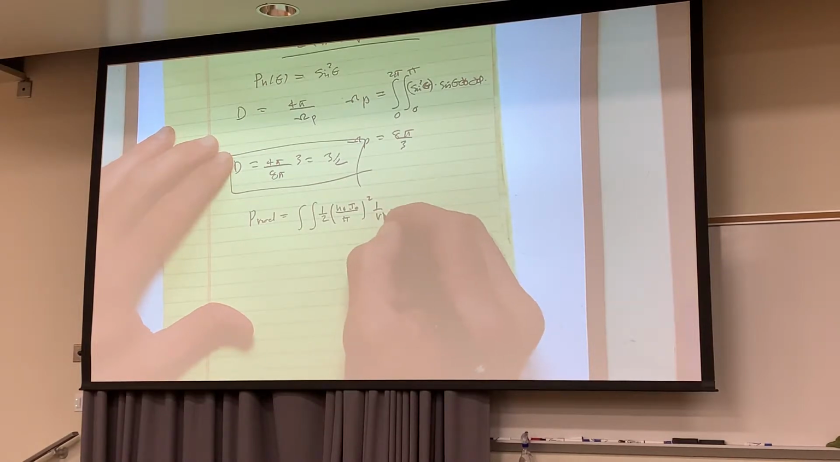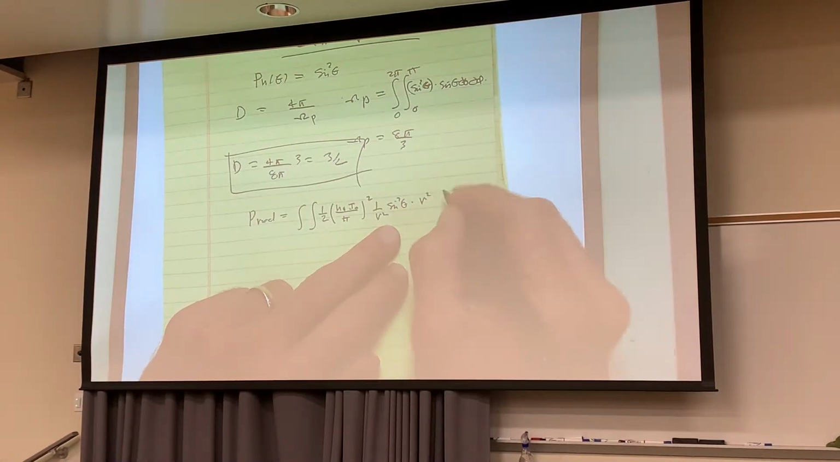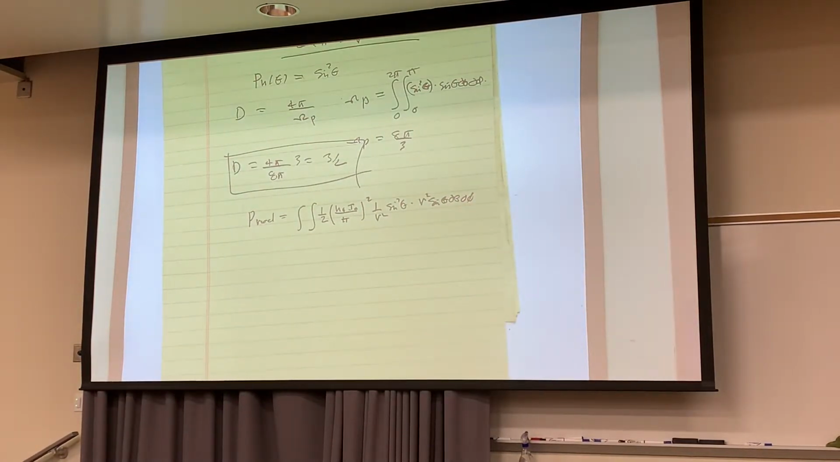Over 1 over r squared, sine squared theta. Now notice the integration. The differential surface is going to be r squared sine theta d phi. Do y'all remember that for the differential surface on a sphere? It's r squared sine theta d phi. Do you remember doing this, guys?